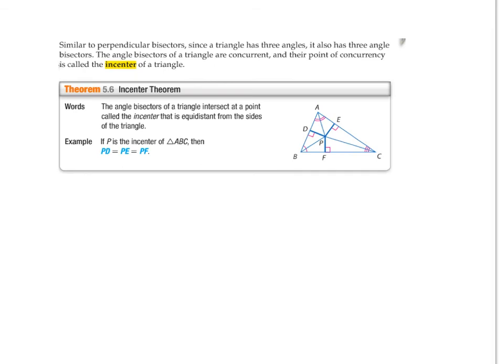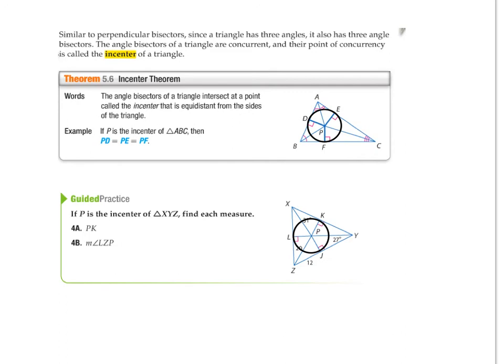Okay, there's the incenter theorem. We'll talk about that mañana. But again, every incenter is now the center of the inscribed circle, the circle that can be drawn inside the triangle, touching each of the three sides of the triangle. So the point of concurrency for your angle bisectors is called the incenter.